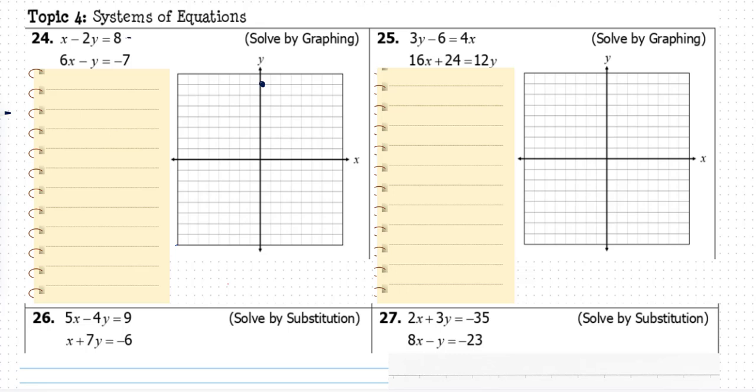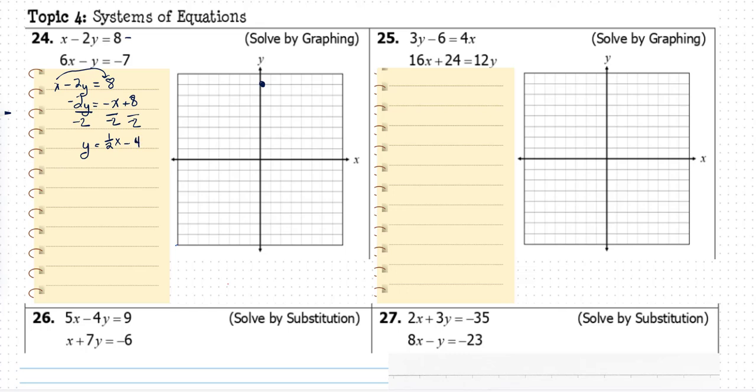So let's take this top line. And we have x minus 2y is equal to 8. I need to solve it for y so I can find the slope and the y-intercept. So I'm going to move my x to the opposite side. And when it crosses that equal sign, it changes the sign. It changes to a minus x plus 8. And then I'm going to divide everything by negative 2. And so y is equal to 1/2 x minus 4.